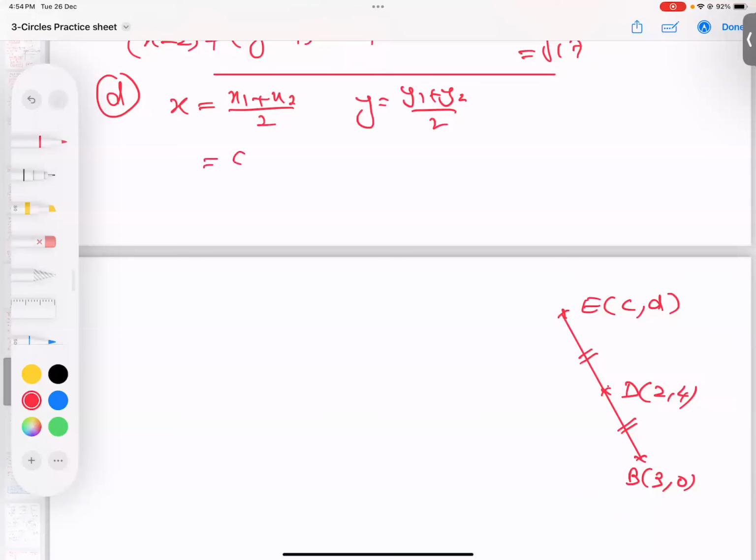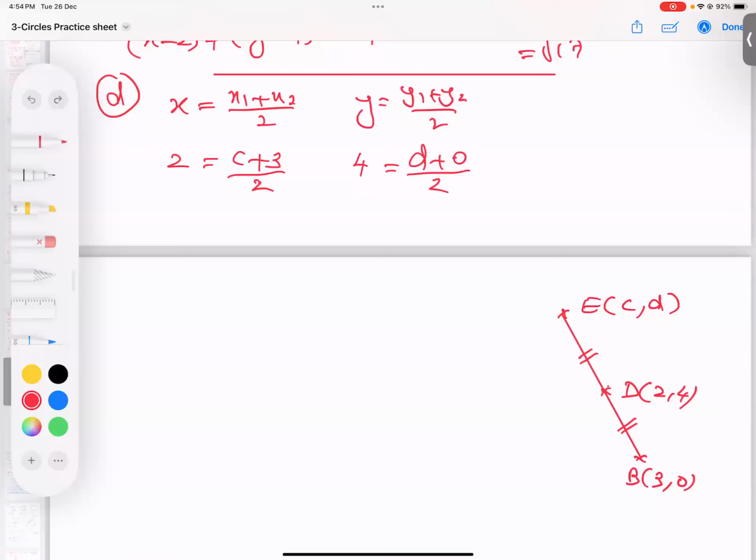So I'm writing (c plus 3) by 2. You ask me, where will this 2 go? This is a midpoint, so 2 will go here. So I think the idea is clear. And same way, what about y? So this is y1 and this is y2. I'm writing here (d plus 0) by 2. And where will this 4 go? In the place of y. And I believe all of you are understanding.